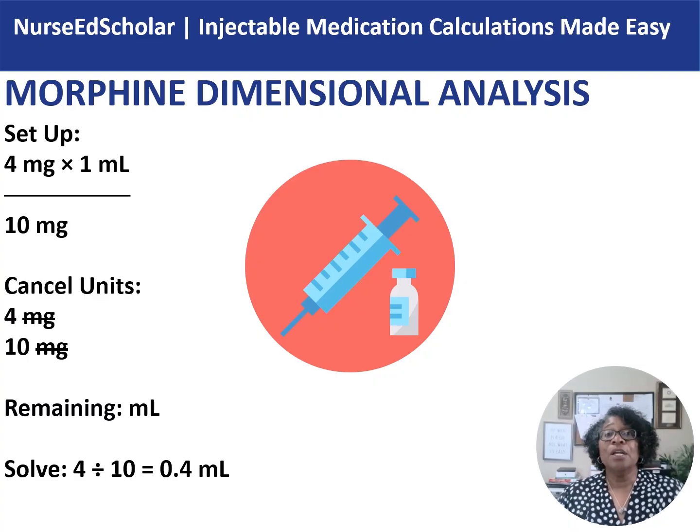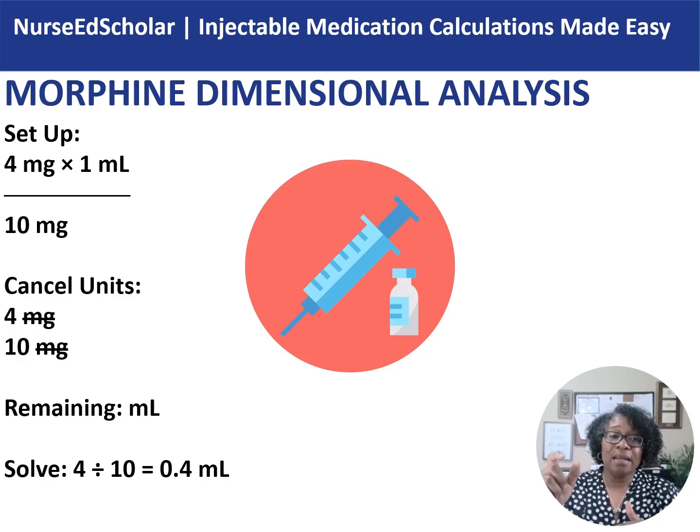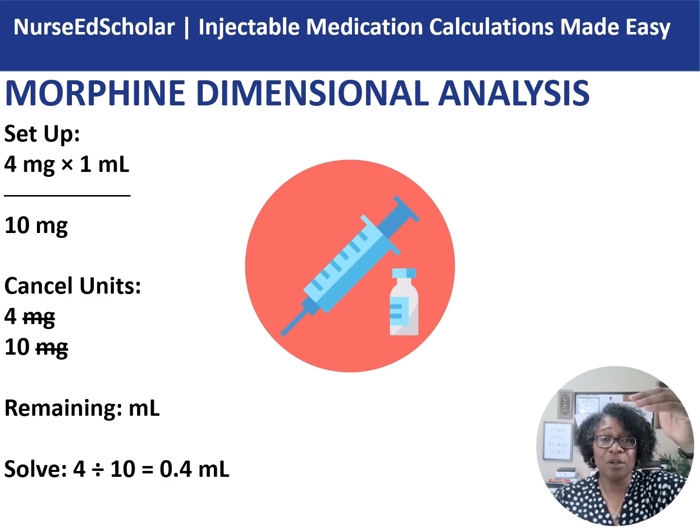And so you would set it up: the dose ordered divided by the dose available, multiplied by the milliliters that's associated with that available dose. So for this, it would be 4 milligrams divided by 10 milligrams multiplied by 1 milliliter. Remember, it was 10 milligrams per milliliter. So when you're looking at it, it's 4 milligrams divided by 10 milligrams. The milligrams cancel out times 1 milliliter, and that will give you 0.4 milliliters. So the nurse will draw up 0.4 milliliters.